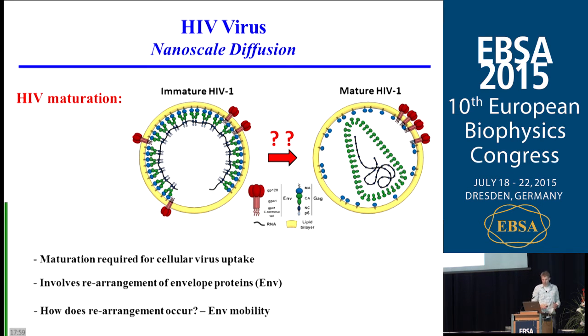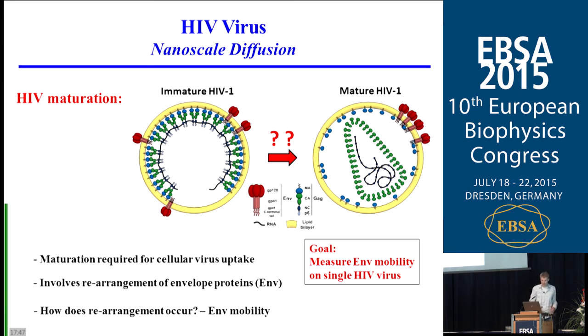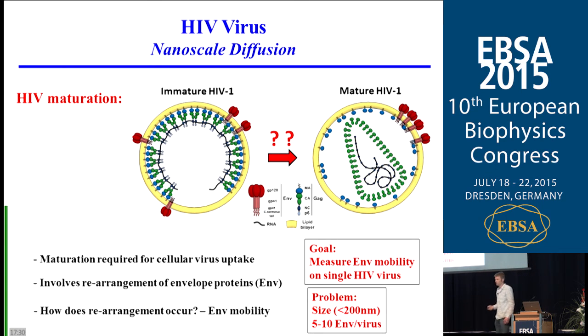Now, what is not known really is, how does this rearrangement of the end molecules occur? I mean, the most obvious thing is that they can become much more mobile in here because then they can move around and cluster. Now, our goal was to measure really the mobility of these envelope molecules, these end molecules, on a single HIV virus. The problem is, of course, the size of the virus particles, smaller than 200 nanometers. And you also only have 5 to 10 copies of these envelope molecules per single virus.